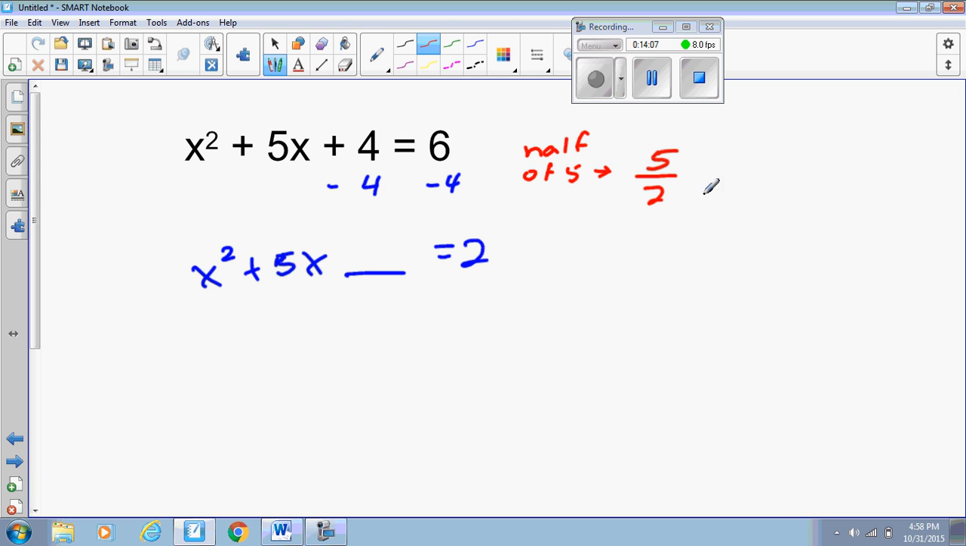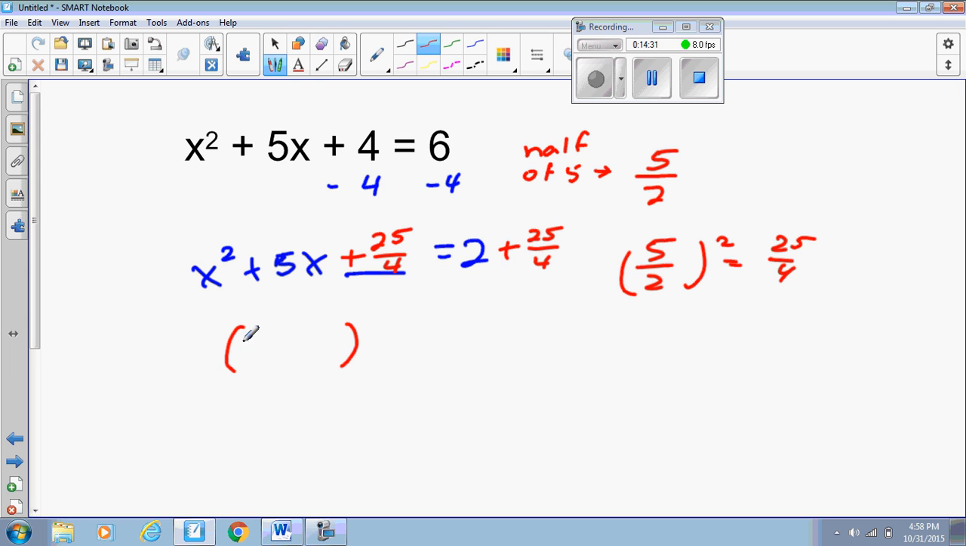So I have 5 over 2 squared. So 5 over 2 squared is going to be 25 over 4. So I write over here plus 25 over 4, and just leave it like that. Fractions are fine. Over here, I have to put plus 25 over 4 also. And now this becomes x plus 5 over 2.